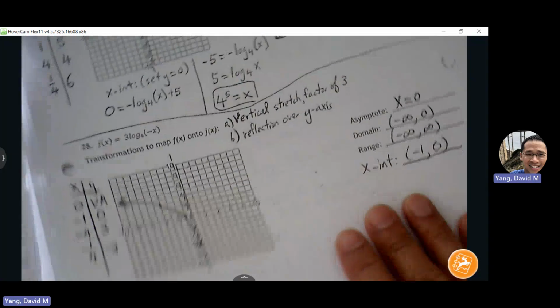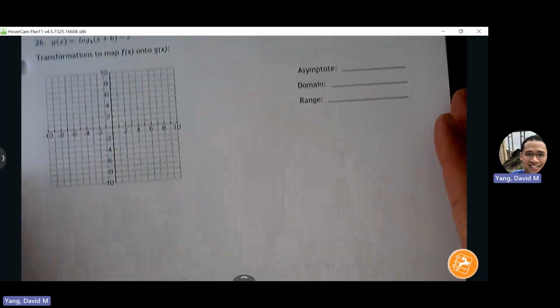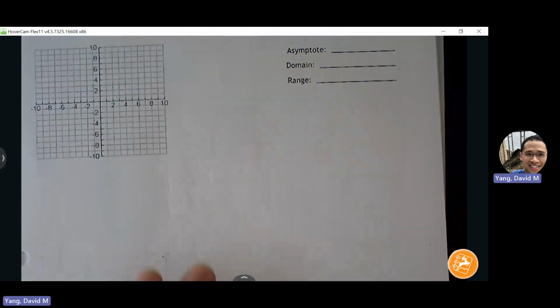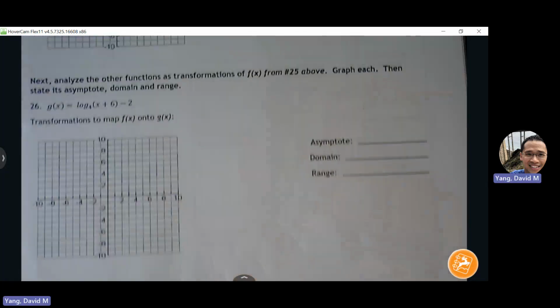Okay, can we do one graphing problem so we can see everything? Let's do 26. Last one. Page 29, 26.